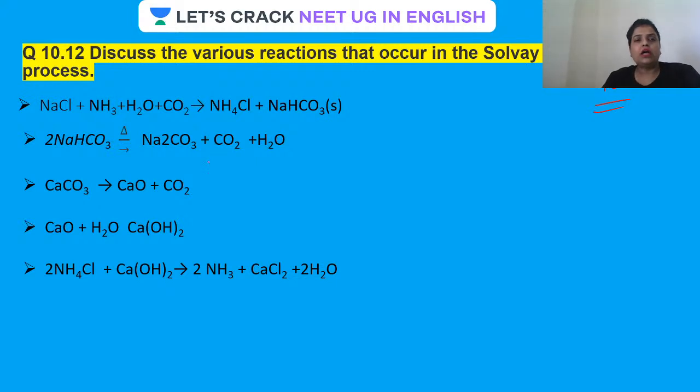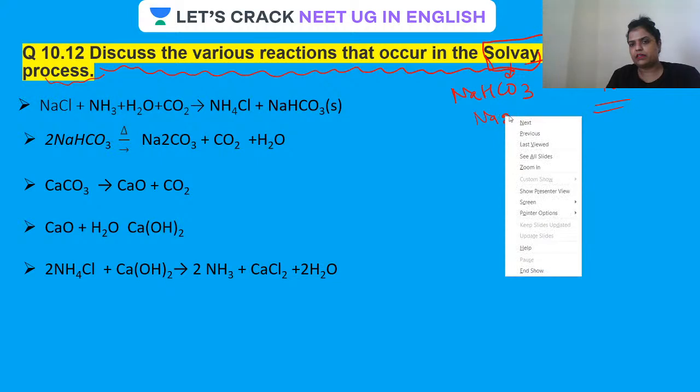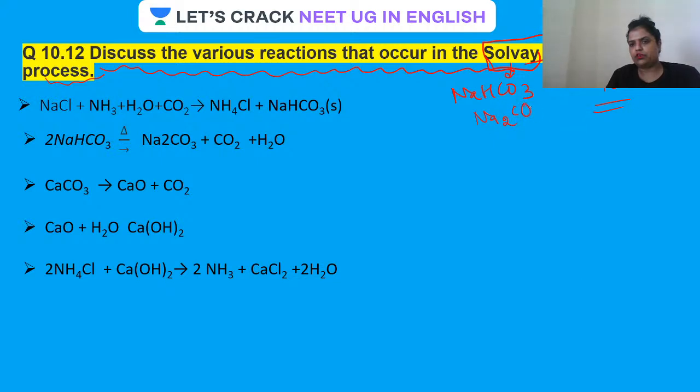Now, guys, all your eyes on the screen. Discuss the various reactions that occur in the Solvay process. You know the raw material. First of all, what is the Solvay process? The Solvay process is used to prepare baking soda, and we also get Na2CO3. And the byproduct of the Solvay process, which is a very, very common question, is CaCl2. This question has been asked many times, that is the reason I told you guys.